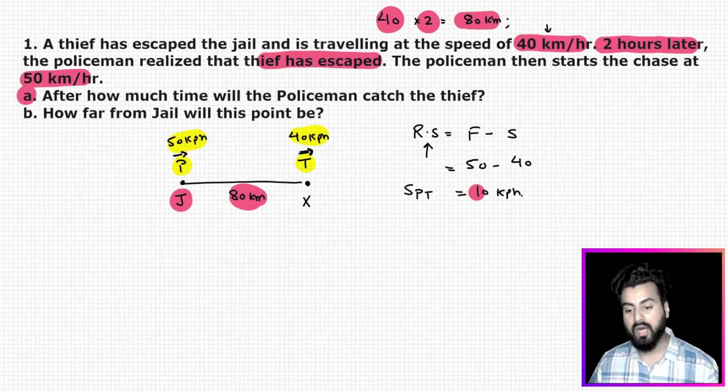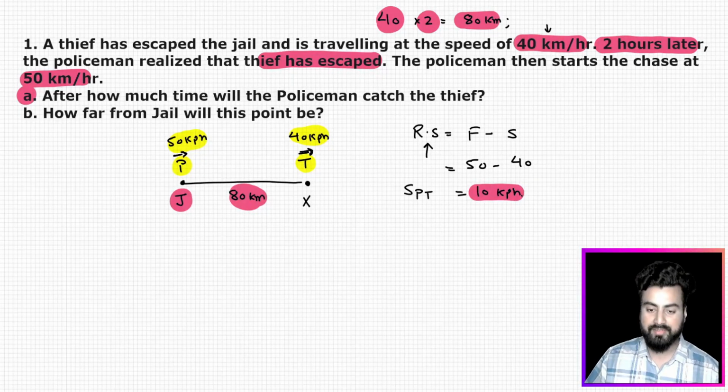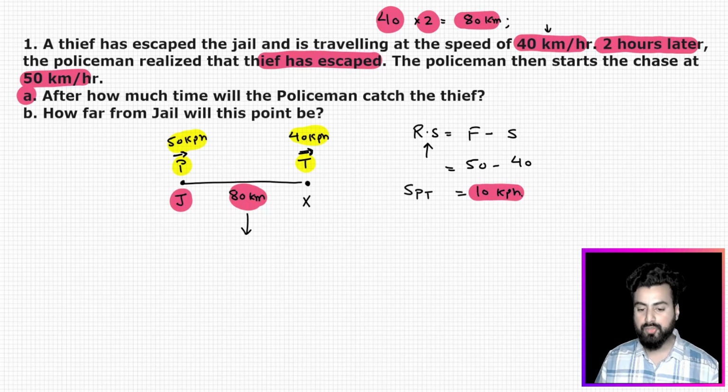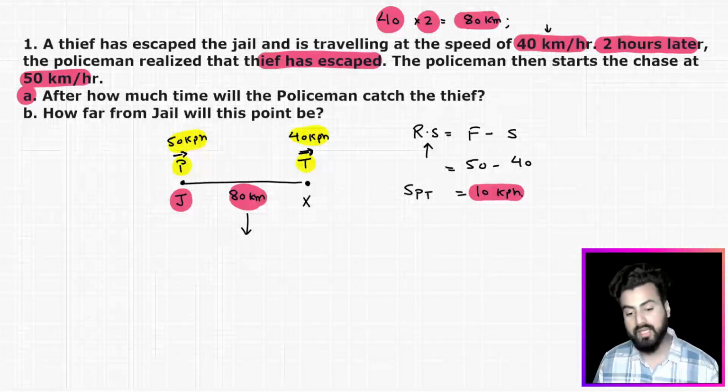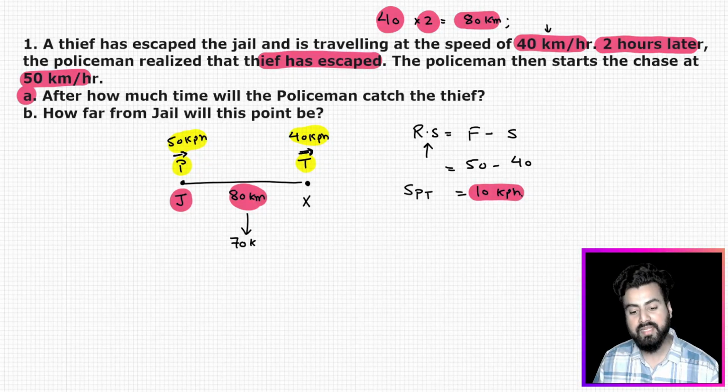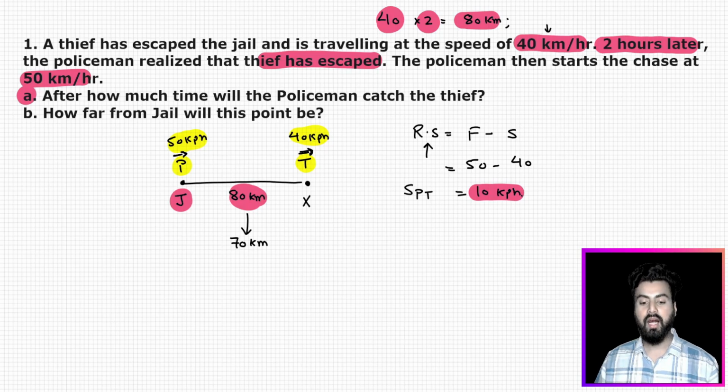It means the policeman हर घंटे thief के रिस्पेक्ट में 10 किलोमीटर ज्यादा डिस्टेंस ट्रेवल करता है. तो क्या मैं इस बात को ऐसे बोल सकता हूं कि एक घंटे के बाद ये जो डिस्टेंस फिलहाल मुझे 80 किलोमीटर दिख रहा है, this after 1 hour would be only 70 kilometers. After another 1 hour the same distance would be only 60.